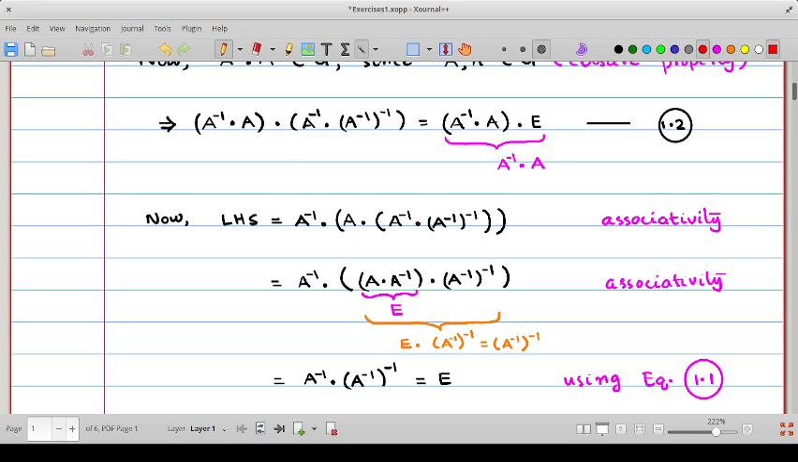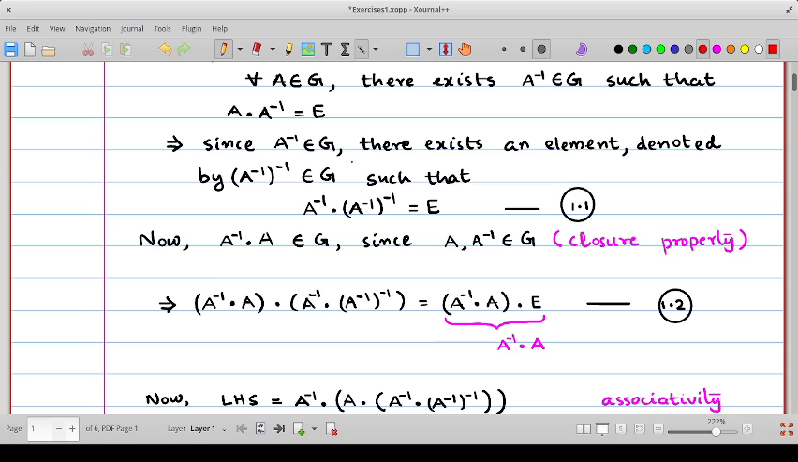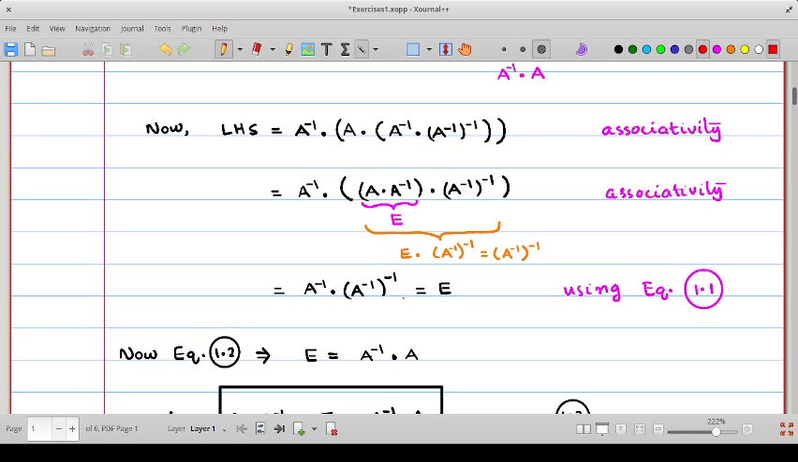Again here we use the associative property. We can first take the product of these two and then take the product of the result with this. So that is A inverse dot A inverse inverse. But A inverse, from the definition of the inverse, is the identity. And therefore this is the identity. And therefore the product of identity with A inverse inverse is simply A inverse inverse. So this is equal to A inverse dot A inverse inverse, which is nothing but E.